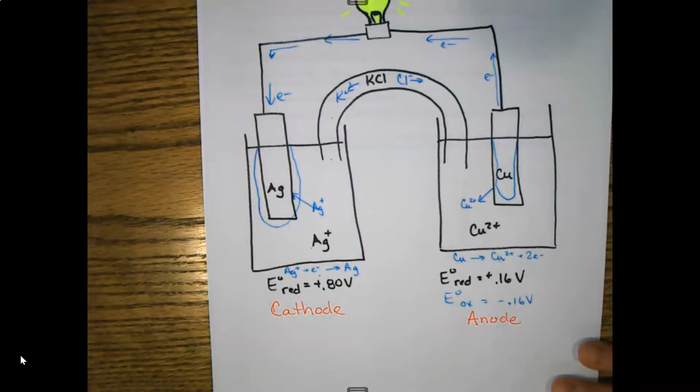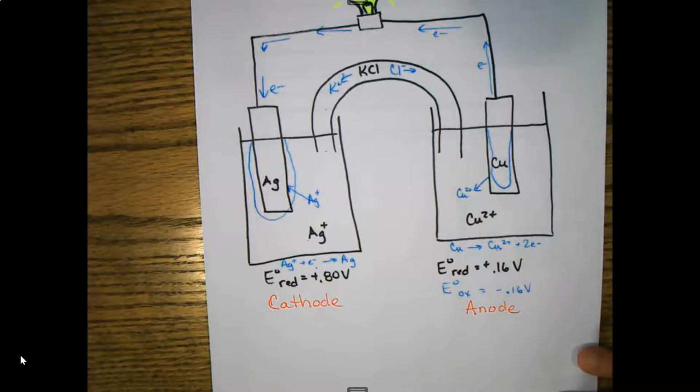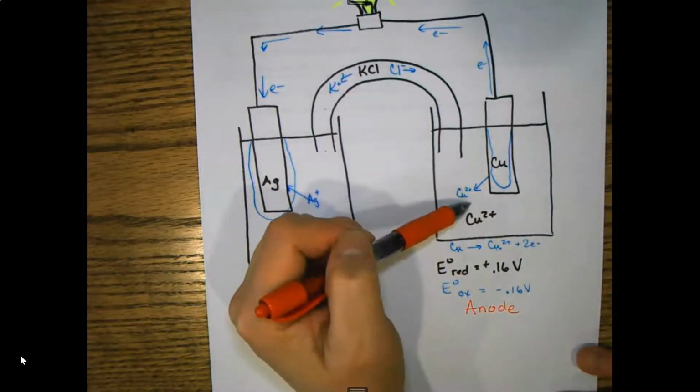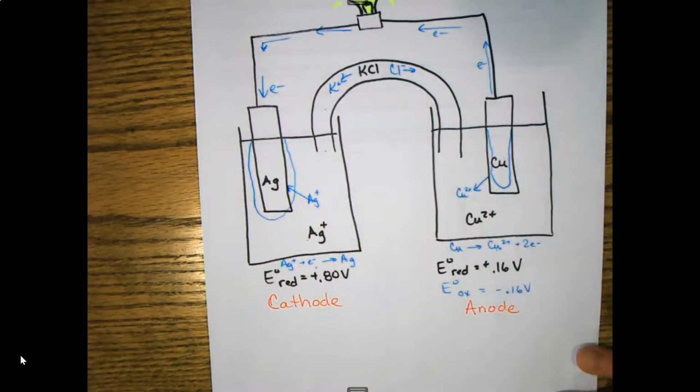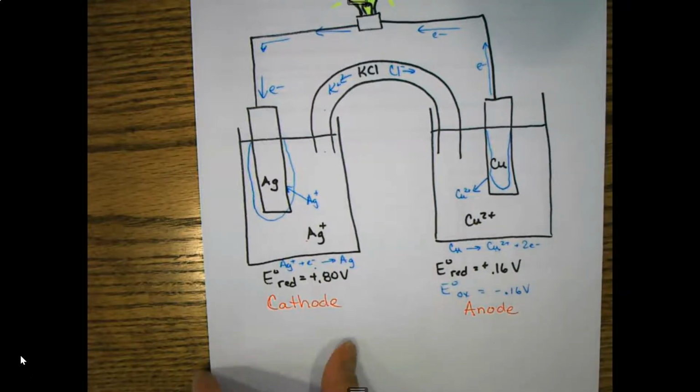Because people get so confused. Why is this positive but it's called the anode? Why is this negative because it's called the cathode, and all that kind of stuff? So there's the reason, or there's one of the logical reasons. The anions migrate to the anode. The cations from the salt bridge migrate to the cathode. All right, so there's one.